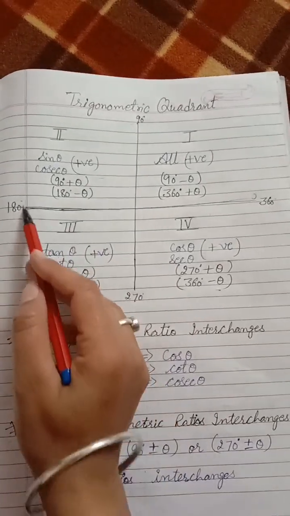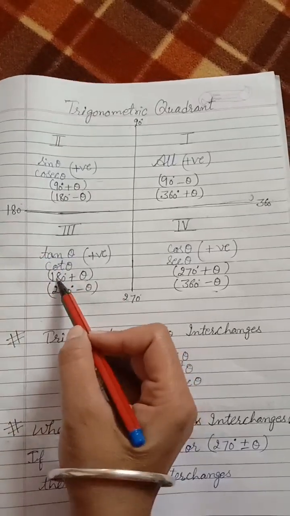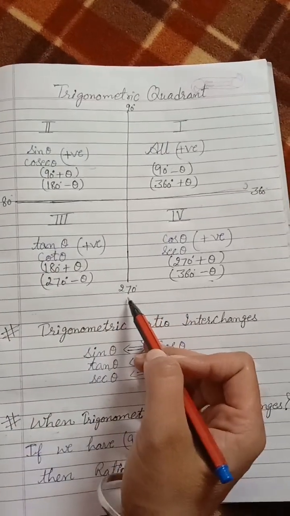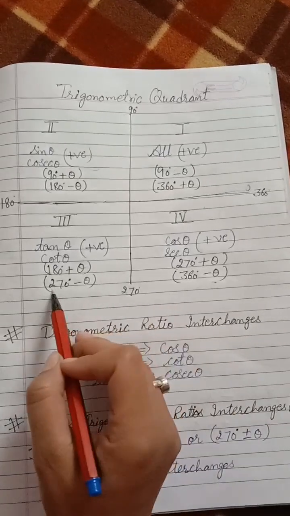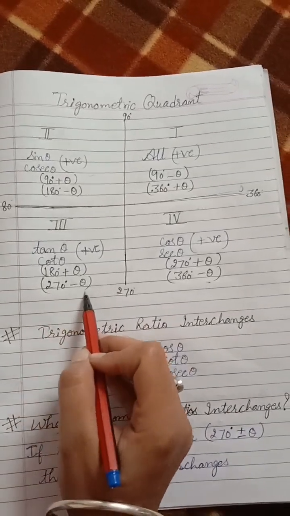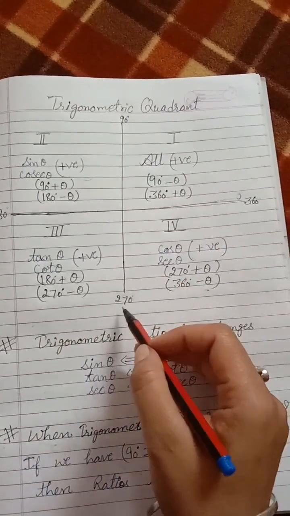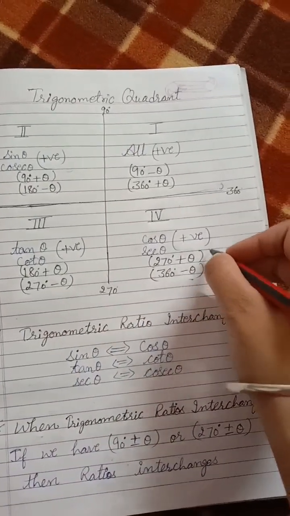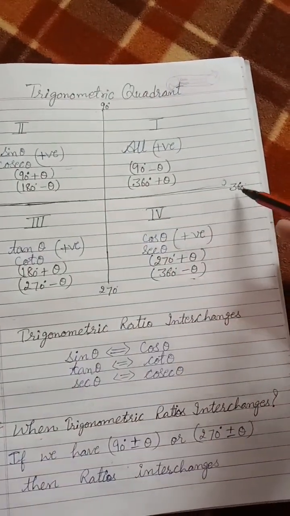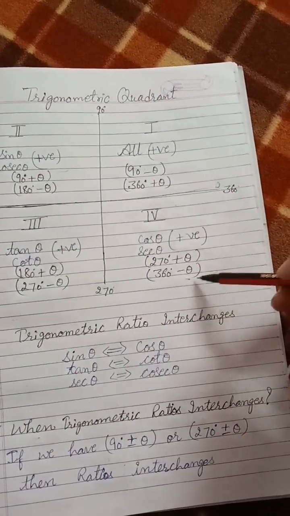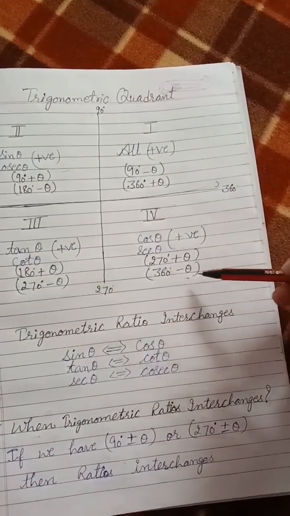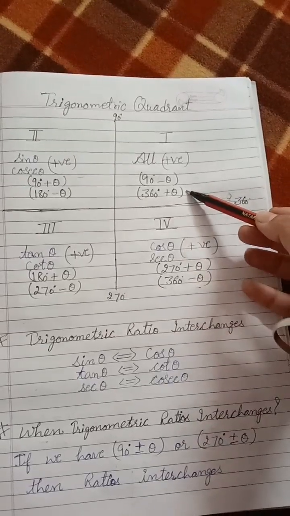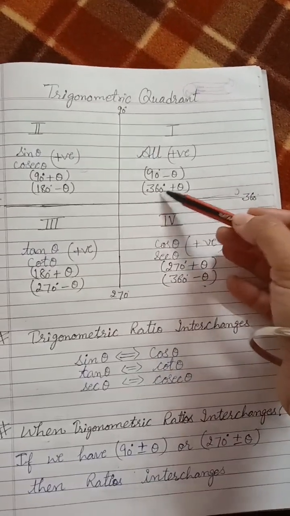And the angles which are more than 180 degree will be considered in the third quadrant and written as 180 degree plus theta. And the angles which are less than 270 degree will be written as 270 degree minus theta. And the angles which are more than 270 degree will be written as 270 degree plus theta and they will be considered in the fourth quadrant. And the angles which are less than 360 degree will be written as 360 degree minus theta. And the angles which are more than 360 degree will be considered in the first quadrant and written as 360 degree plus theta.